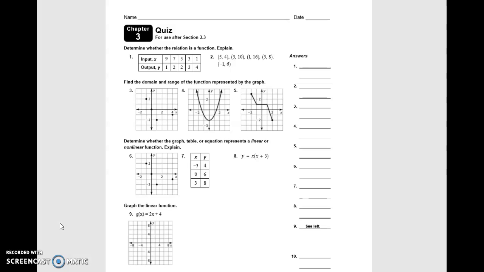So the first two are just asking if it is a function. If you don't remember what that means, that would be a good time to look back at your notes and figure out what a function is, and then saying yes or no, and then why you know it is a function or not a function.